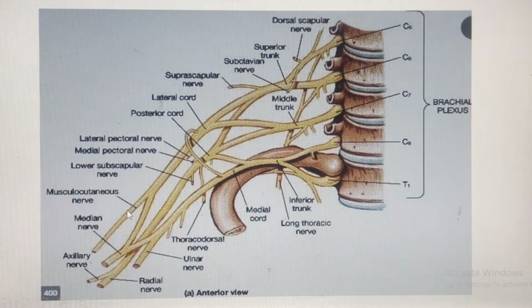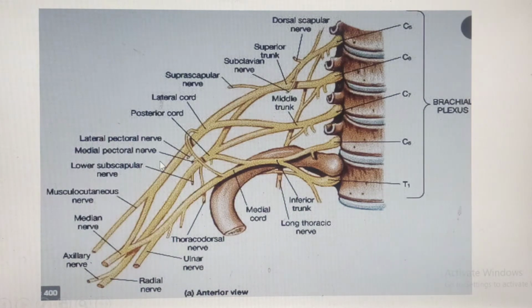Now, one thing for you to know is the root values of these nerves: LML, the lateral pectoral nerve, the musculocutaneous nerve, and the lateral root of the median nerve. The brachial plexus comes from C5 all the way to T1, and the first three root values come from them. So all these three nerves coming from the lateral cord will have root values C5, C6, C7.